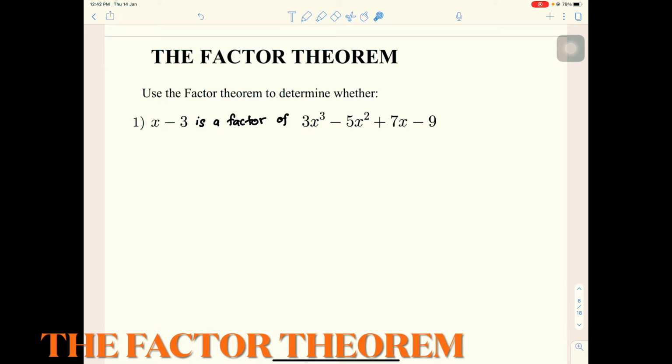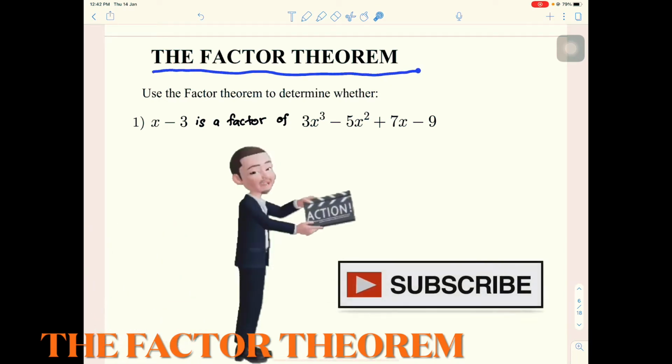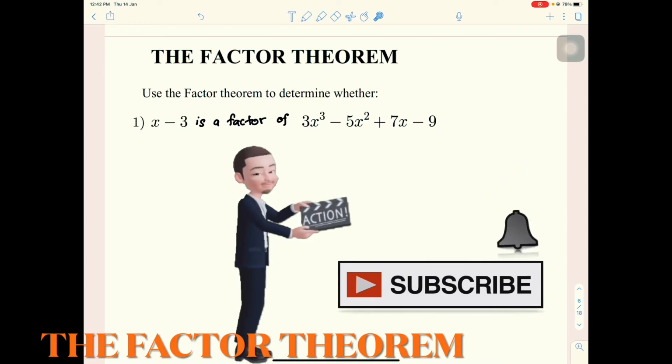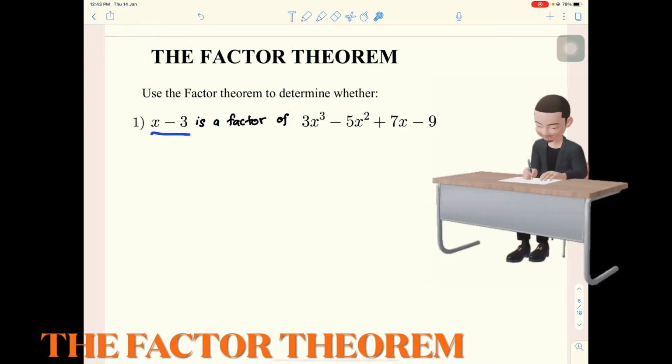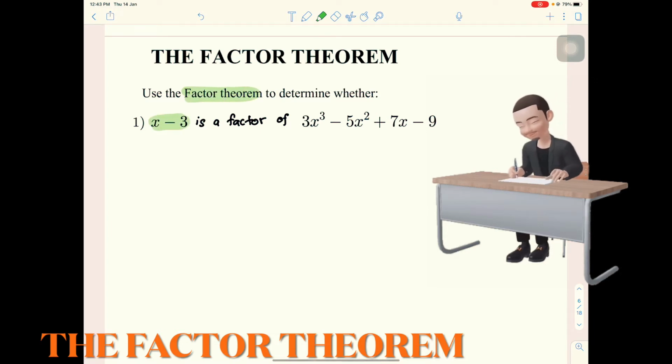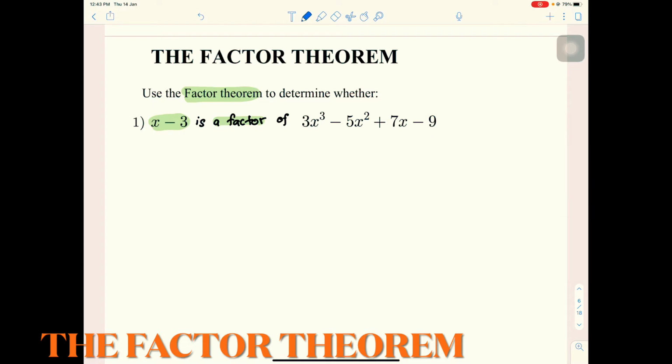And now let's discuss the basic skill and example question of the factor theorem in the factors and polynomial chapter. Okay, so question number 1. The question asks you to use the factor theorem to determine whether x minus 3 is a factor of the polynomial. Okay, so what do we do?